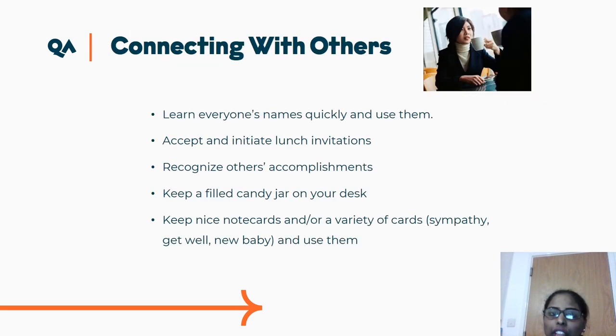Now, I'm going to share a few tips with you on how one can connect with others, whether you are a student, a staff member, or a researcher, whoever you are. Number one, learn everyone's name quickly and use them. Number two, accept and initiate lunch invitations. Number three, recognize others' accomplishments. Number four, keep a filled candy jar on your desk. Number five, keep nice note cards in a variety of cards, for example, sympathy, get well, new baby, and use them when you have to.